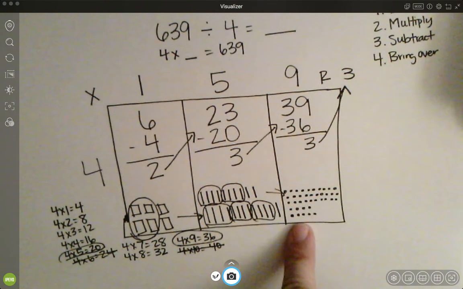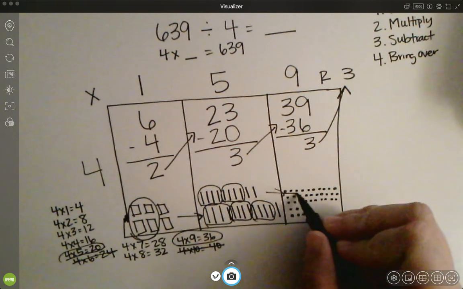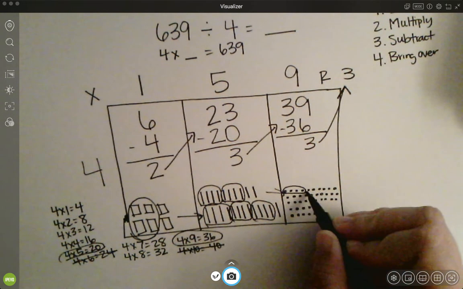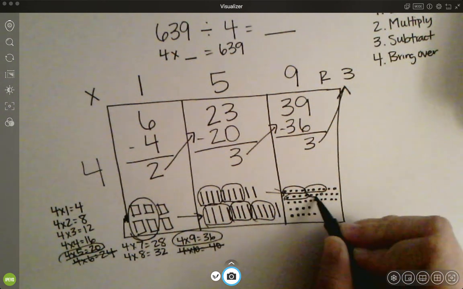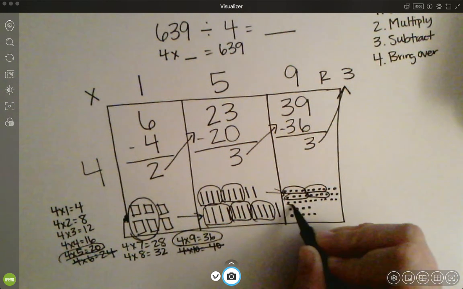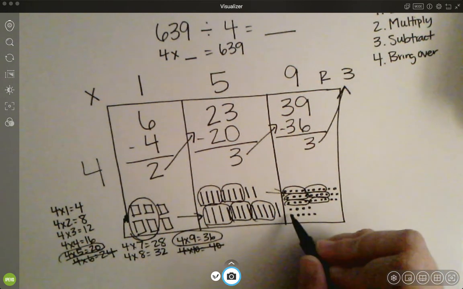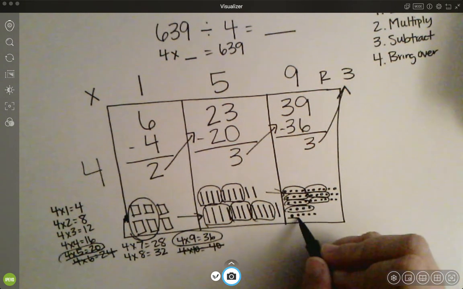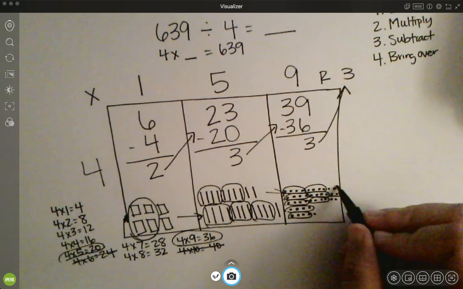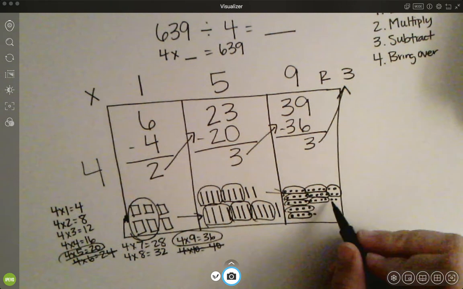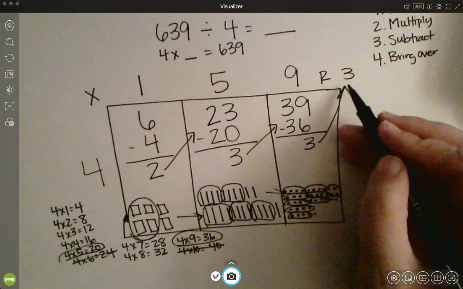Let me show you if I'm doing the picture way. I'm going to circle groups of 4. There's a group of 4. Group of 4. Group of 4. And another, and another, and another. There's 4 there. And 1, 2, 3 left over. So that's my remainder of 3.